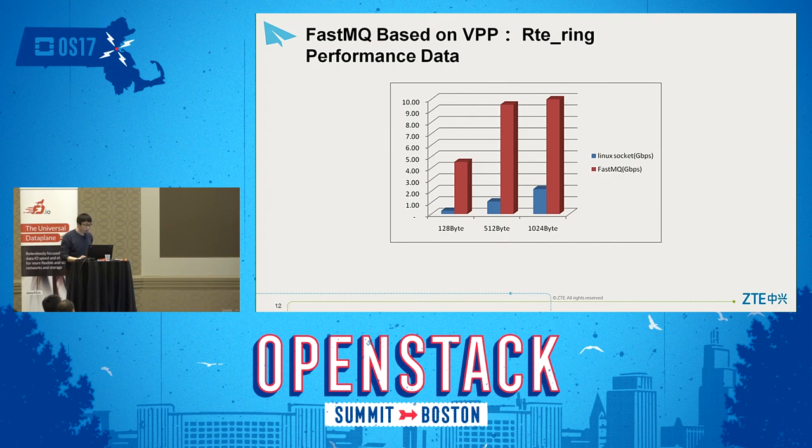And the CPU is Intel E5-2399. The frequency is 2.3 gigahertz. The adapter is 10 giga. Let's look at the data. For 512 bytes for the VPP solution, we can reach the 10 gigabyte PPS, and for 1,024 bytes, it is 10 giga. So the performance based on VPP is much better.